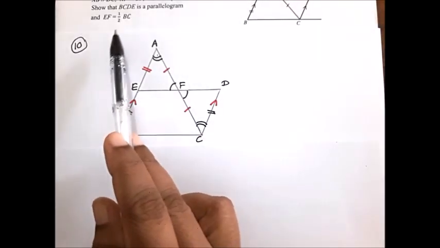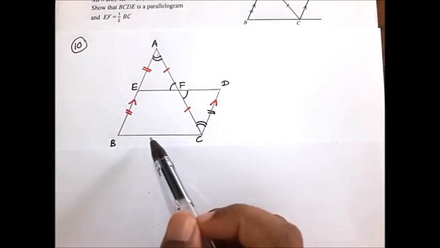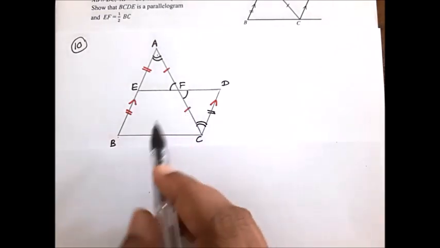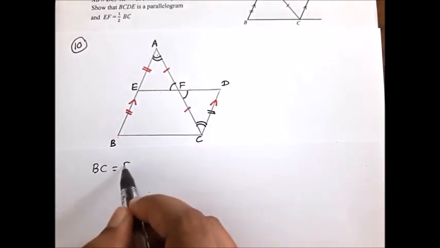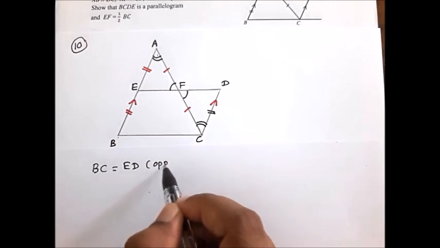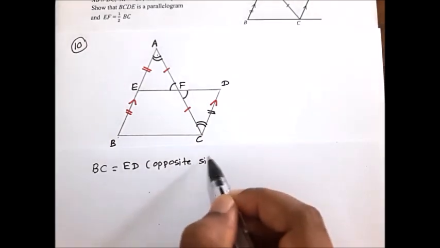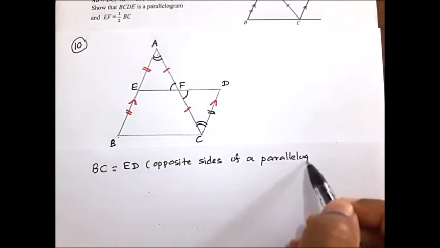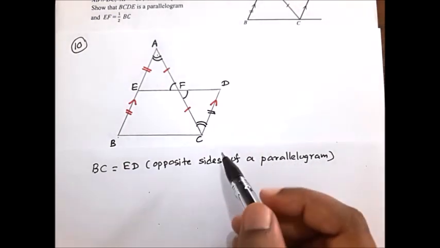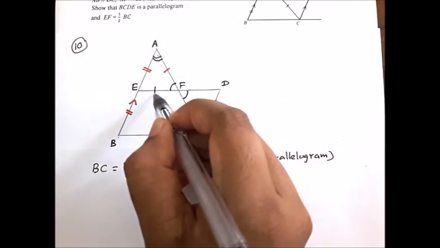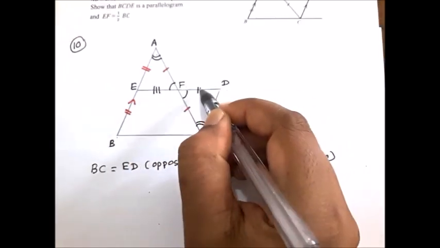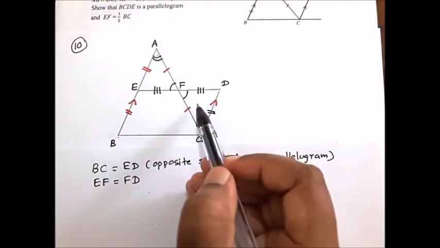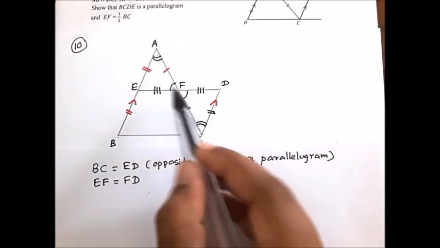Then you have to show that EF equals half of BC. Now this is a parallelogram, so you can say opposite sides are equal: BC equals ED, opposite sides of a parallelogram. Again these two are also equal: EF equals FD. What is the reason? Corresponding elements of congruent triangles.